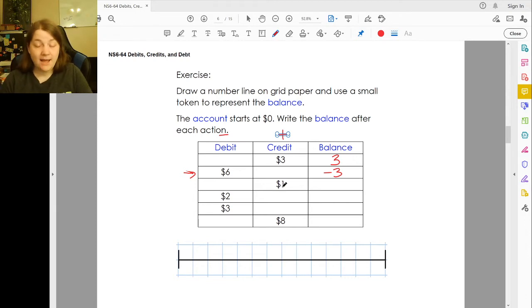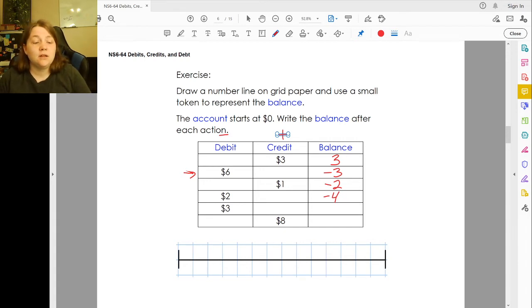But then, happy day, I find $1 on the ground. So I'm going to put that in the bank account, which means now I only owe $2. Awesome. I'm going to go spend some money. I'm going to spend $2, which means now I already owed $2, and I'm going to spend 2 more, which means now I owe the bank $4.